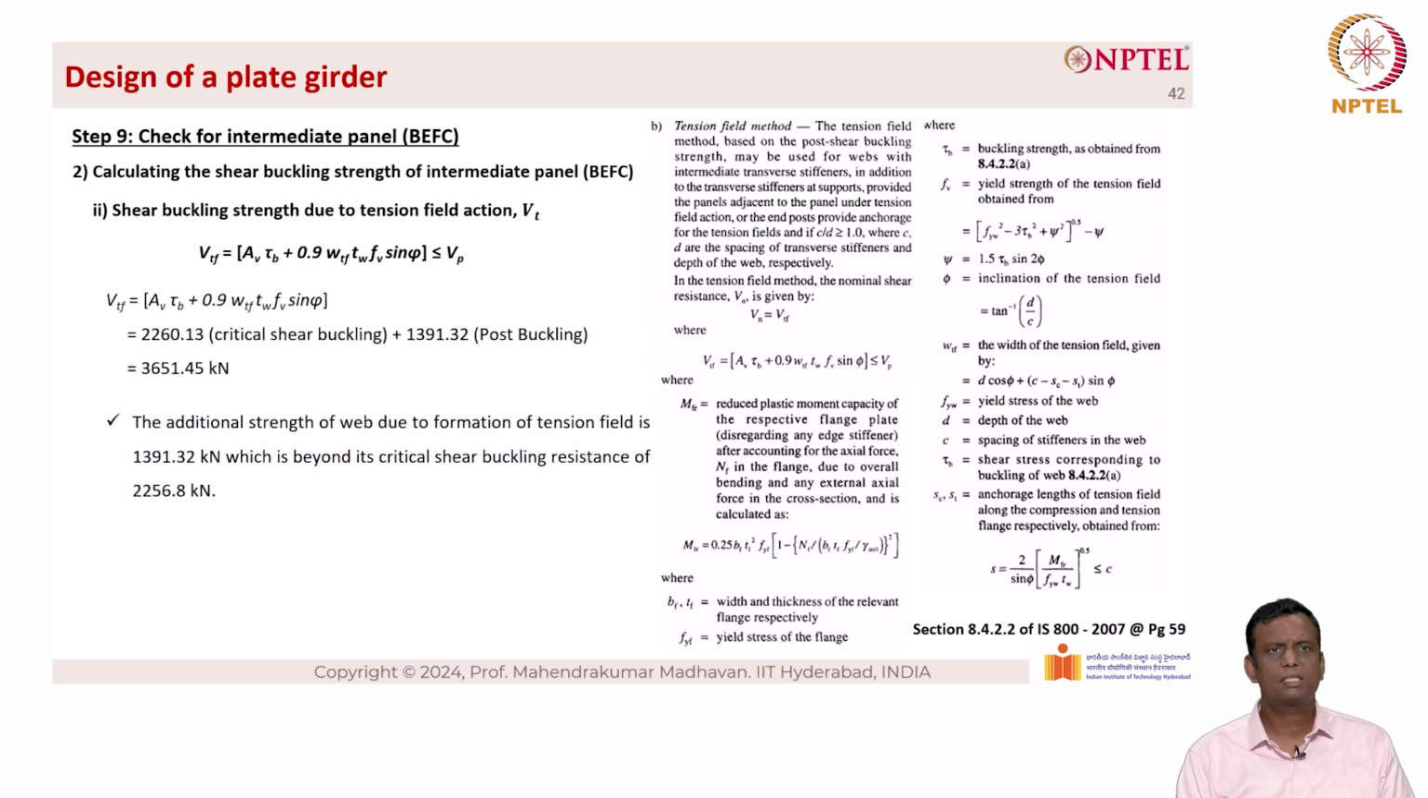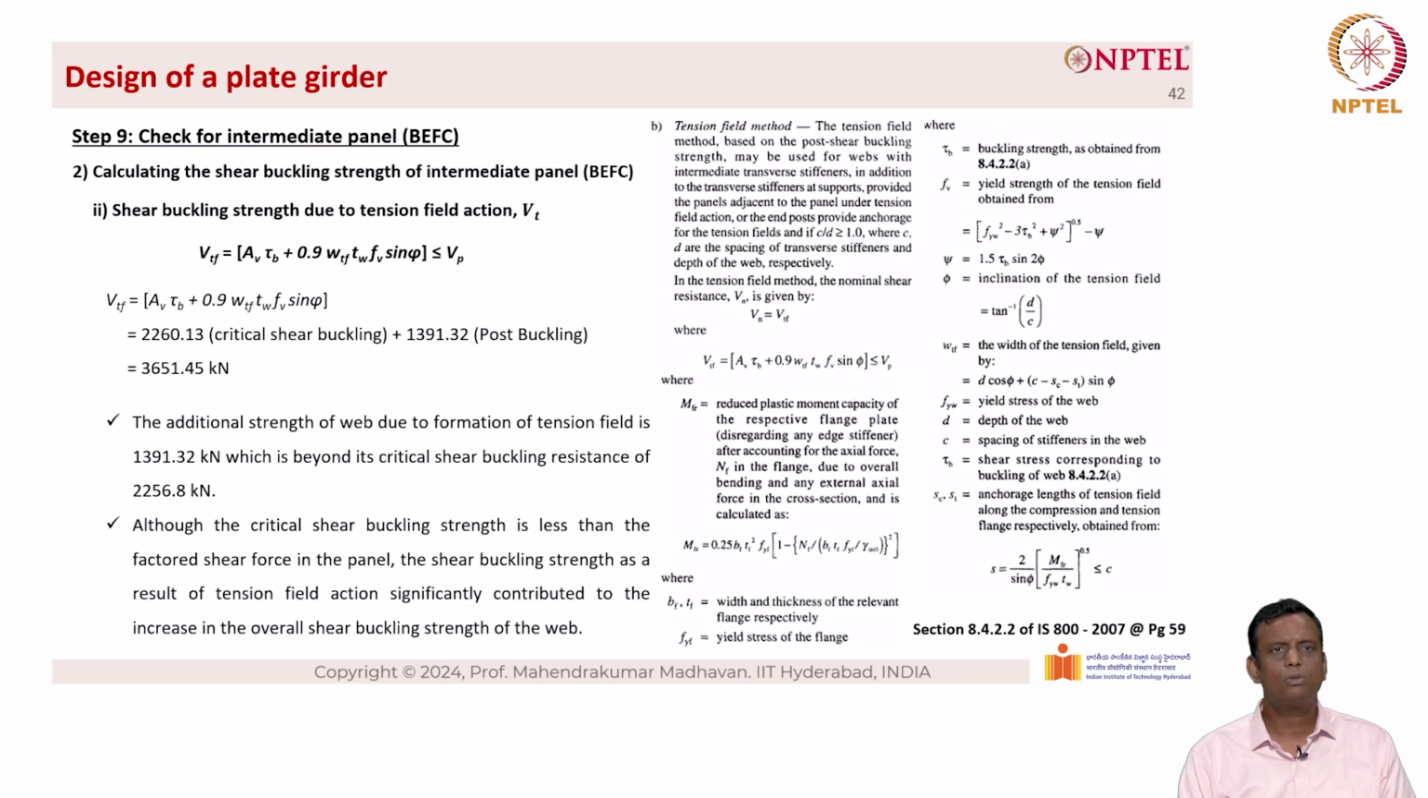Now the additional strength of the web due to formation of the tension field is 1391.32 kilonewton, which is beyond its critical shear buckling resistance of 2256.8 kilonewton. Although the critical shear buckling strength is less than the factored shear force in the panel, the shear buckling strength as a result of tension field action significantly contributed to the increase in overall shear buckling strength of the web.